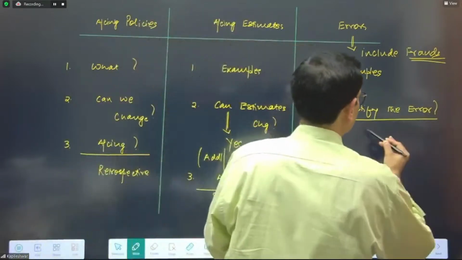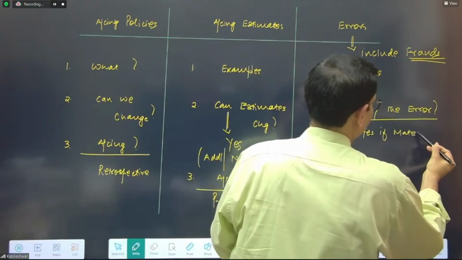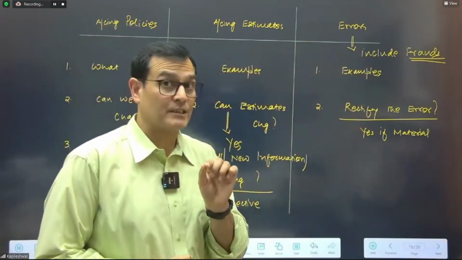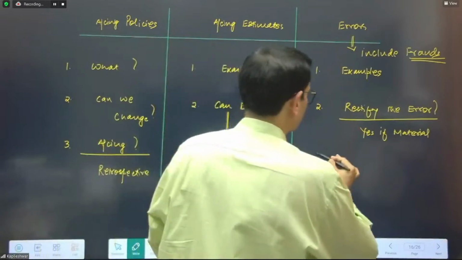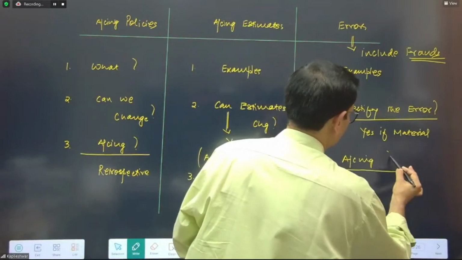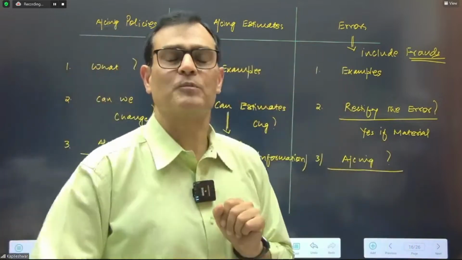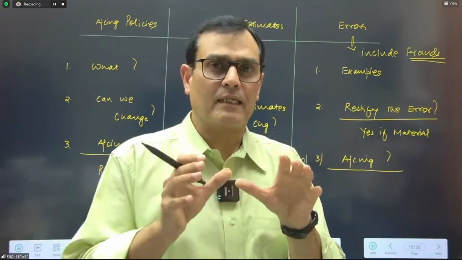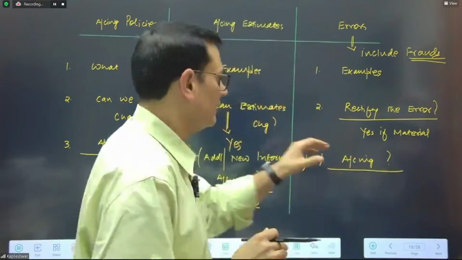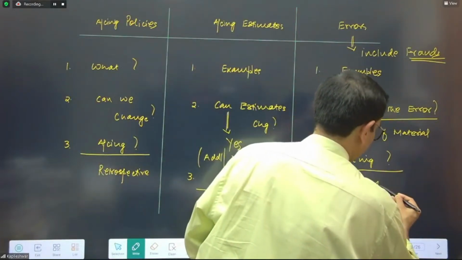So will you rectify the error? Yes, if it is material. So if it is material in nature, I'll definitely rectify the error in this case. And materiality has its own role to play. So now the question arises, if you rectify the error, then in this particular case, what is going to be the accounting? Retrospective or prospective? Retrospective. Just like accounting policies are accounted on a retrospective effect, even this will be done on a retrospective basis.